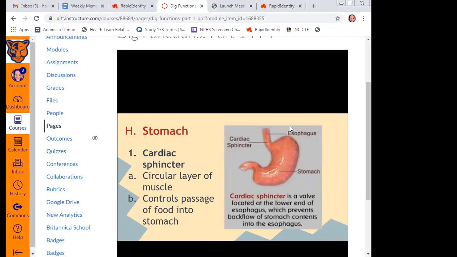Excuse me, actually your chart includes the pharynx and the esophagus. So let's talk about those. I know they're not in this PowerPoint, but they are in the PowerPoint that we covered the other day.